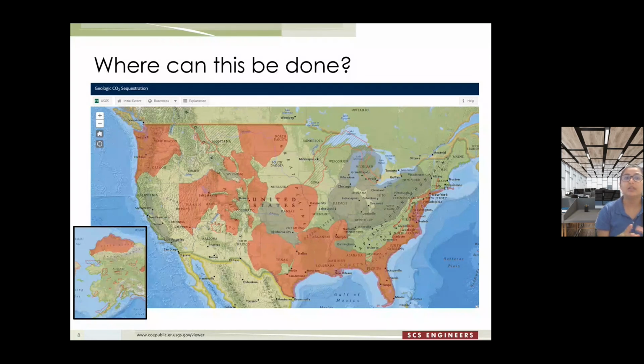And within the United States, it has a lot of potential. On this figure, you can see orange and brown basins where studies have been conducted and carbon sequestration has been found viable in those areas. So this covers a lot of area within the United States where geologic carbon sequestration is possible.